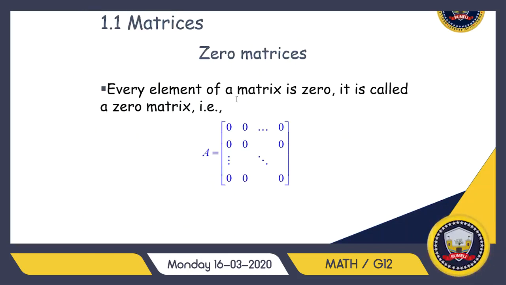Another definition is the zero matrix. If every element of the matrix is 0, we call this matrix a zero matrix. Look at this matrix A equals brackets, and all the elements in this matrix are zeros. To find the trace of this matrix, we can say immediately, add these diagonal elements, which are zeros. This means the trace of the zero matrix equals 0.